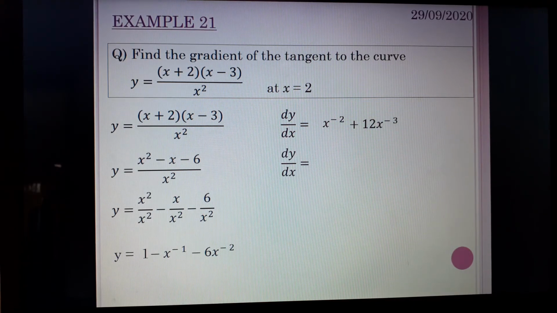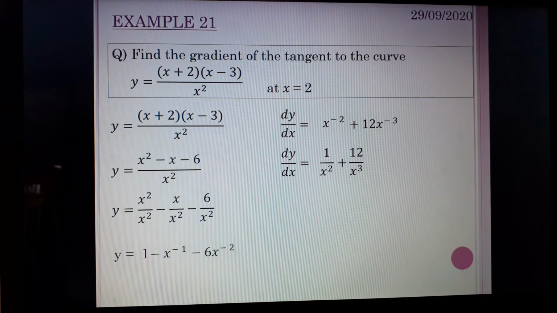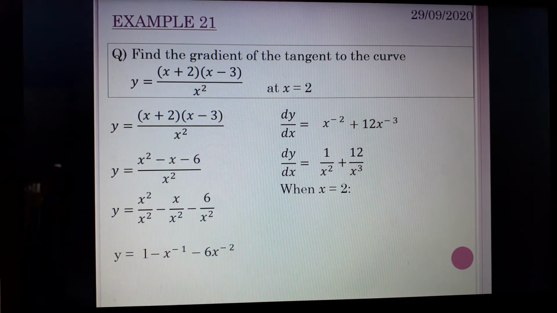So we're just going to change this one to 1 over x squared and this one to 12 over x cubed. Now remember that 12 does not go on the bottom beside the x cubed. It stays on the top as a whole number 12. Okay, so we are now able to put in x equals 2. So when x equals 2, dy by dx equals 1 over 2 squared plus 12 over 2 cubed.